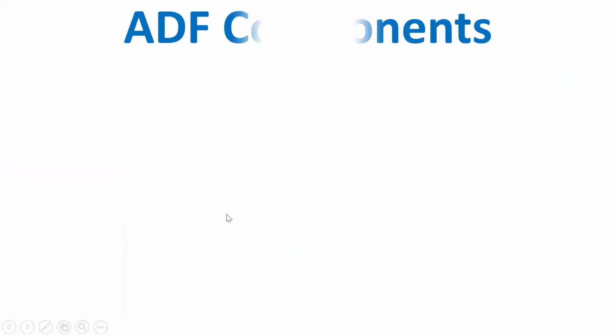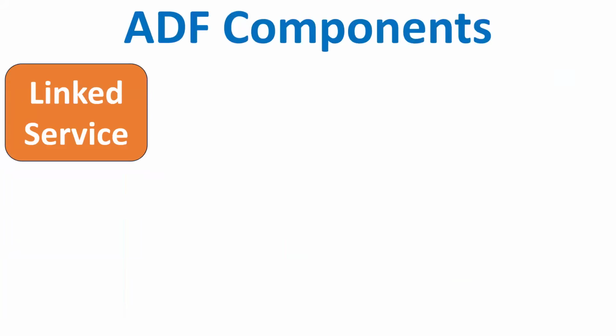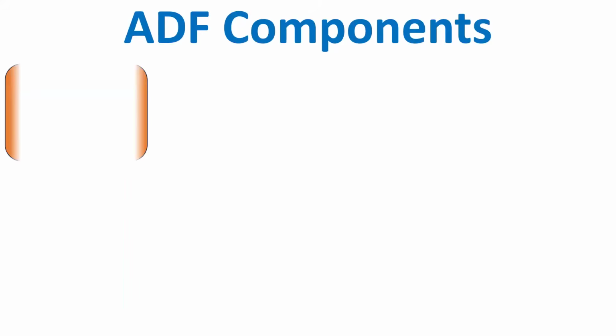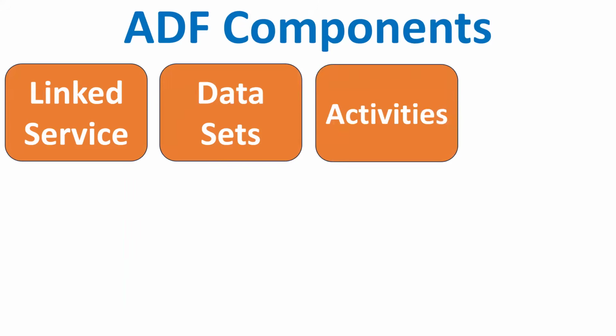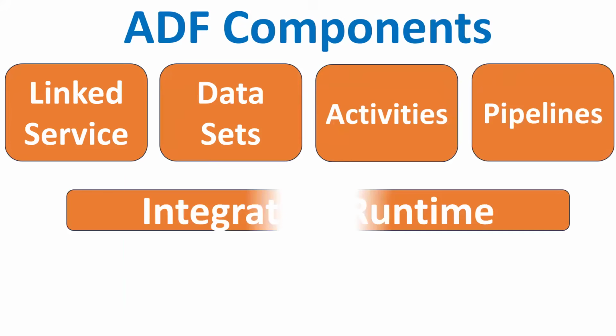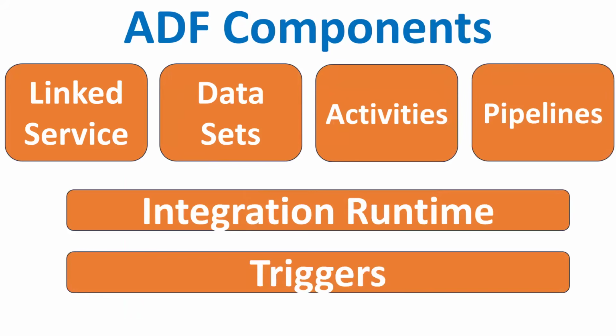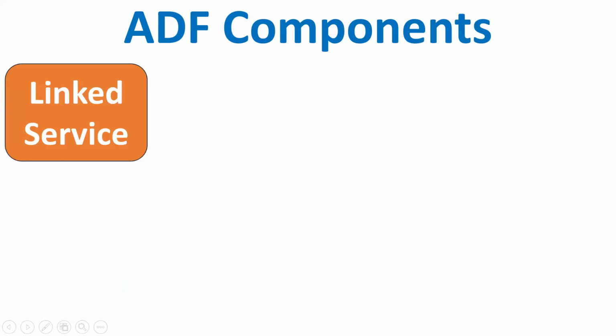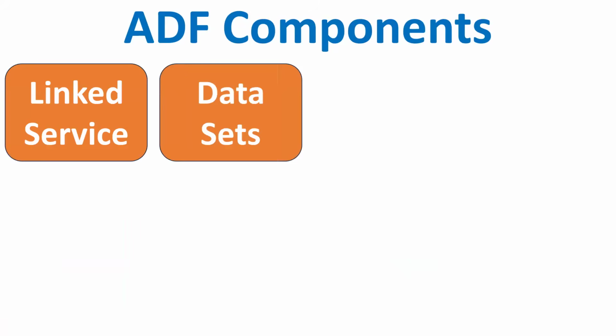Remember, in ADF there are 5 to 6 components. If you're able to understand them, everything is simple and easy: linked services, datasets, activities, pipelines, integration runtime, triggers. Linked service is nothing but your connection string. If I want to connect to any source, we require a connection, nothing but linked services. Datasets are nothing but what type of data we are pointing to: a table, a file, a CSV file, a JSON file.